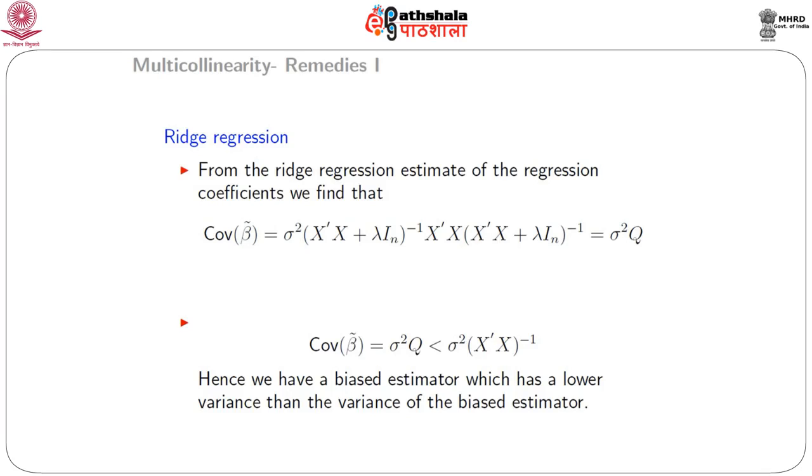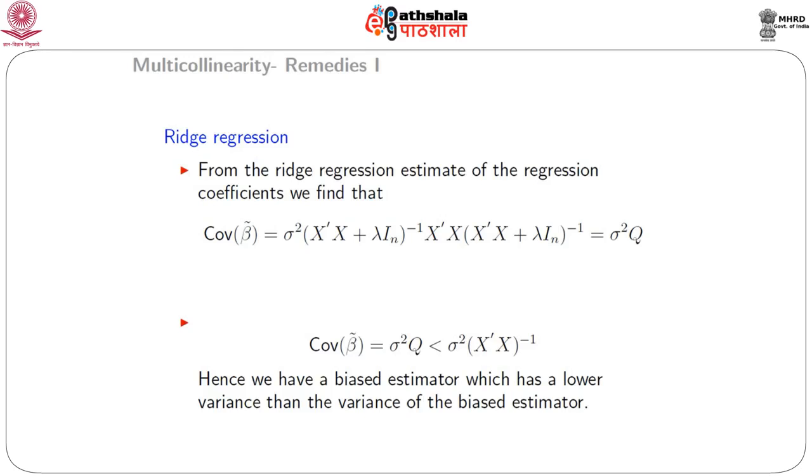Now, the covariance of beta tilde can be written in the form σ²Q, where Q equals (X'X + λI)^-1 X'X (X'X + λI)^-1. Now, we can see that the covariance of beta tilde, σ²Q, is less than σ²(X'X)^-1. We had seen on the previous slide that beta tilde is a biased estimator. So, we have a biased estimator of beta which has a lower variance than the variance of the unbiased estimator.